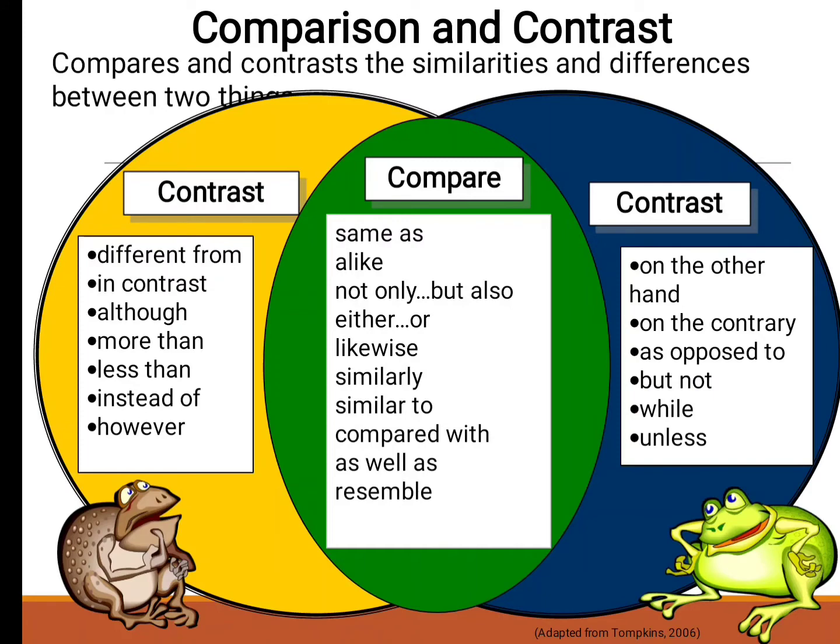Compares and contrasts are the similarities and differences between two things. As you can see, there are two frogs sitting at the end. Both of them are frogs, but they are from different categories of frogs, and the words are listed in front of you. In the yellow box are the words that are used for contrast, and in the blue box you can also see on the other hand, but not, etc. And in the green box, the comparing words are listed that are used for similarities as well.